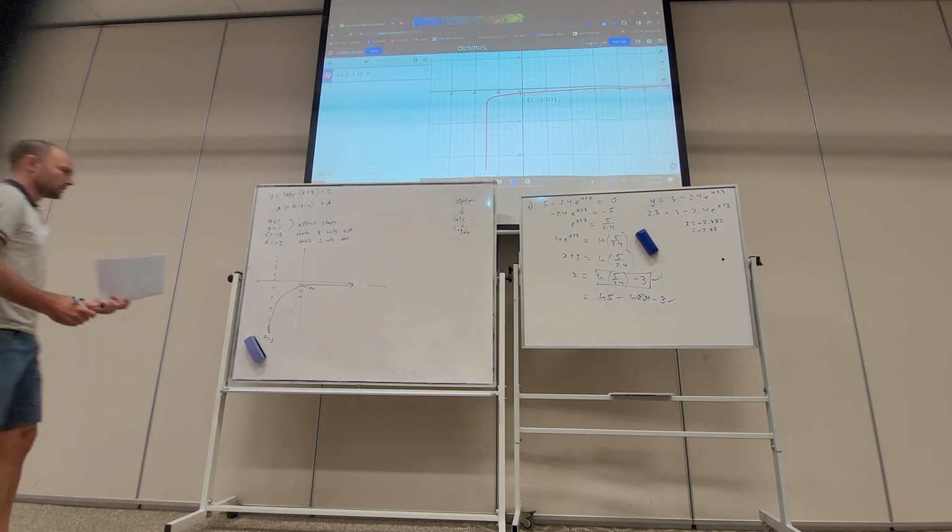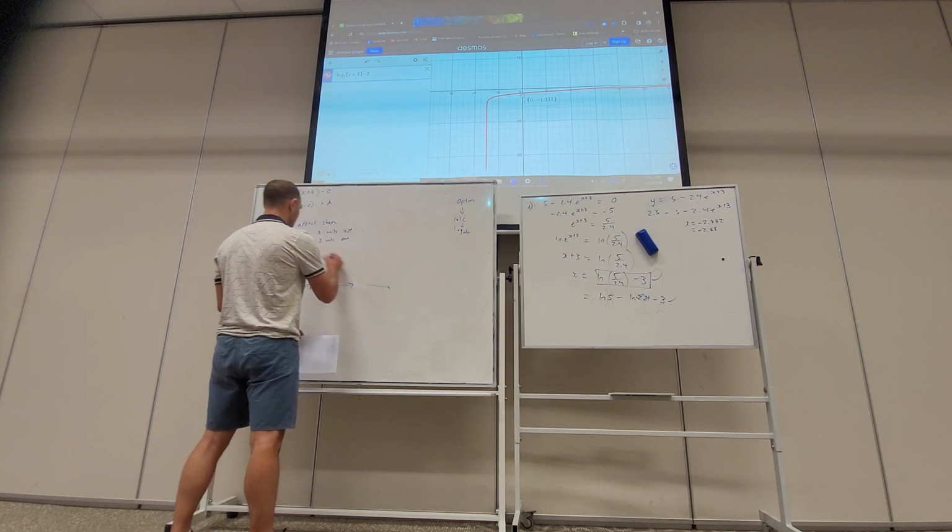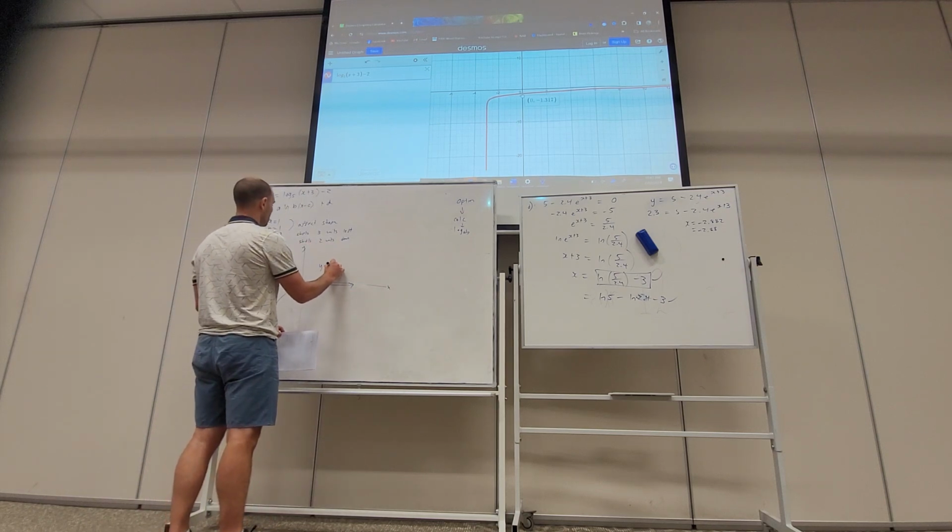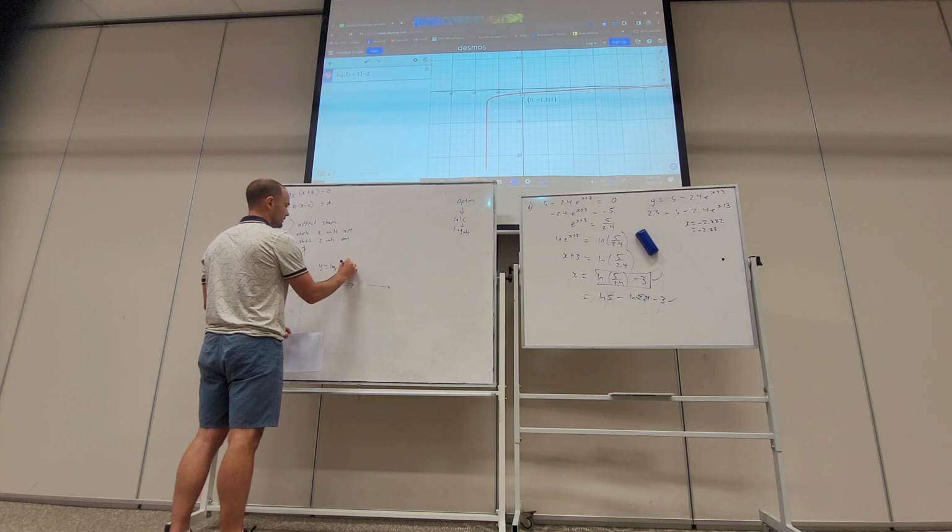Well, let's label the function, I suppose. Label the axes, label the function. The function is logging base 5. Definitely look that up.